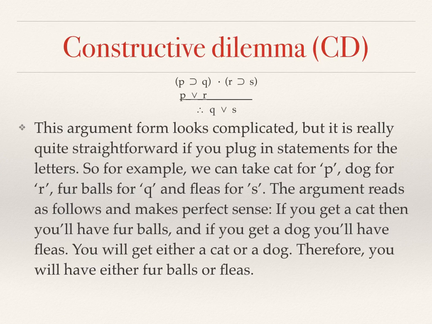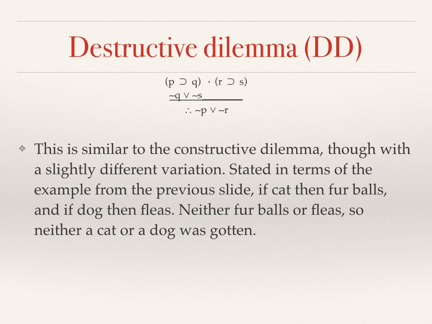If you get a cat, then you'll have furballs, and if you get a dog, you'll have fleas. You will get either a cat or a dog. Therefore, you will have either furballs or fleas. Makes perfect sense and is valid and true. So if the premises are true, then the conclusion will be true as well.